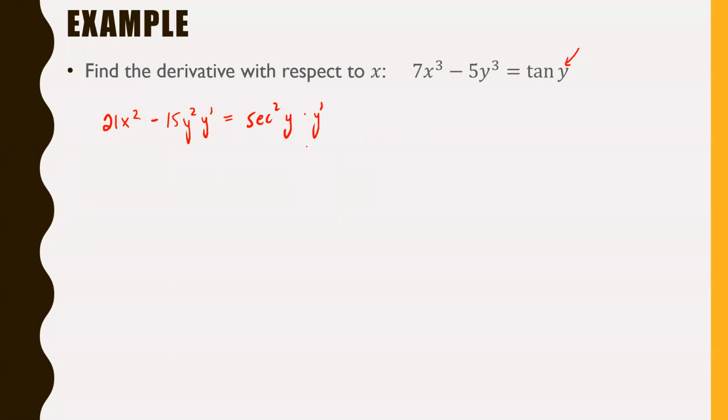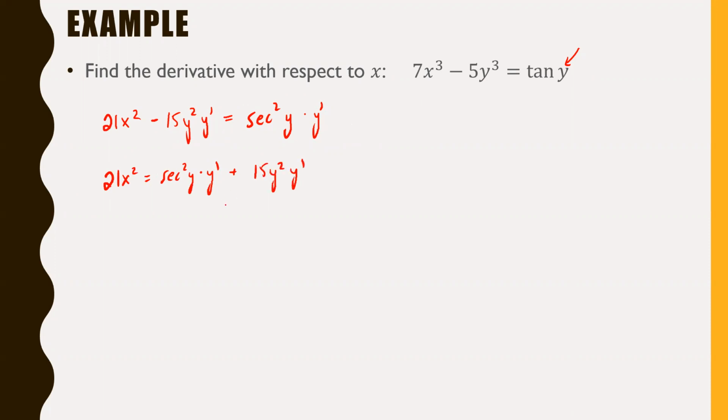So anyway, now we have the derivative of this. What we always try to do when we have an implicit differentiation question is we try to get y prime by itself. We got a y prime over here on this side of the equation, and we got y prime over here on the right side of the equation. Let's bring everything all onto one side. So I'm going to add 15y squared y prime to the other side. This gives me 21x squared equals secant squared y times y prime plus 15y squared y prime.